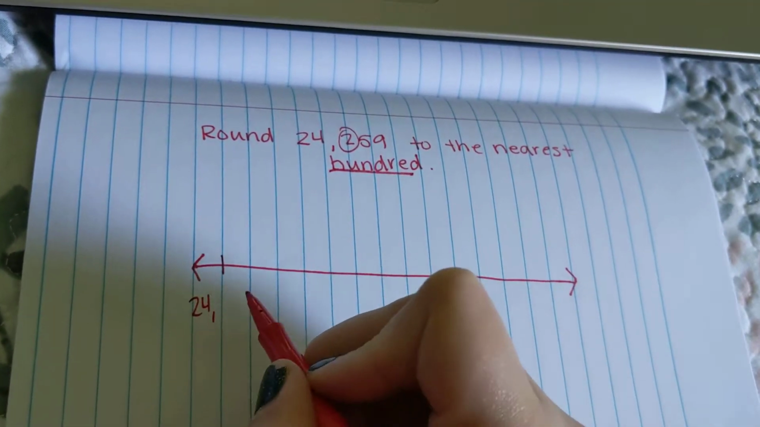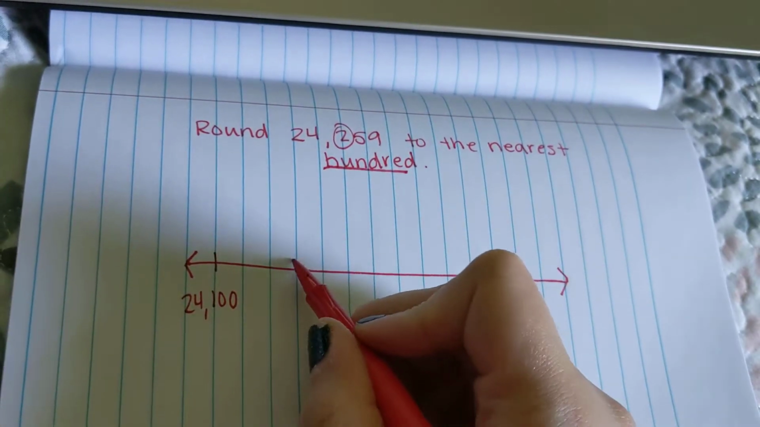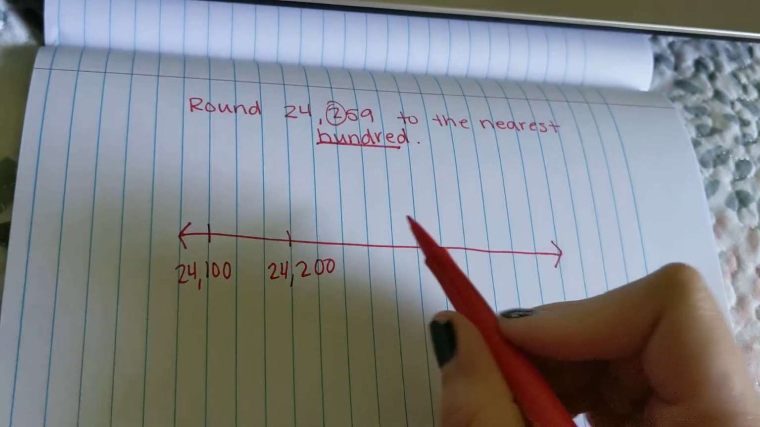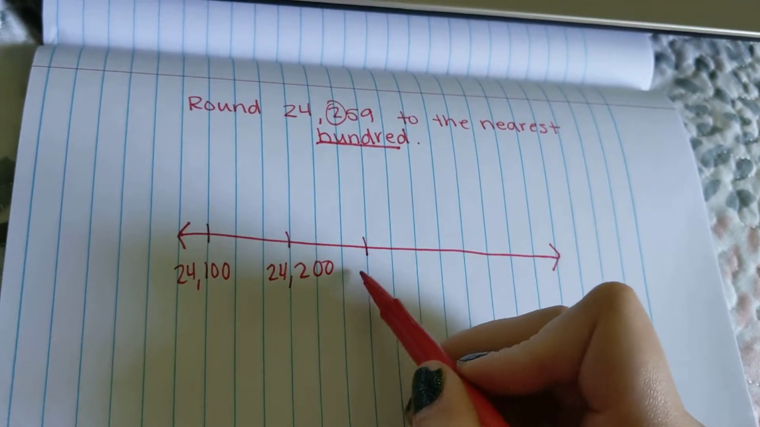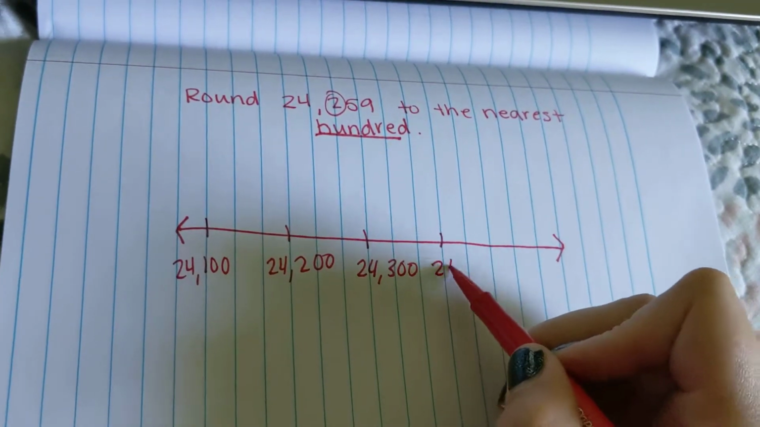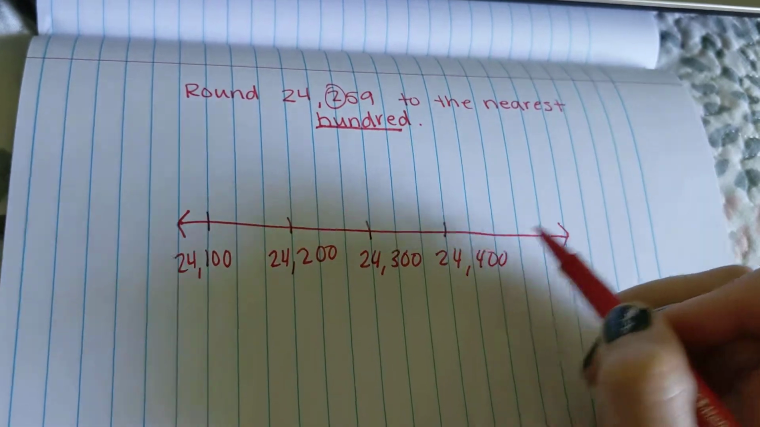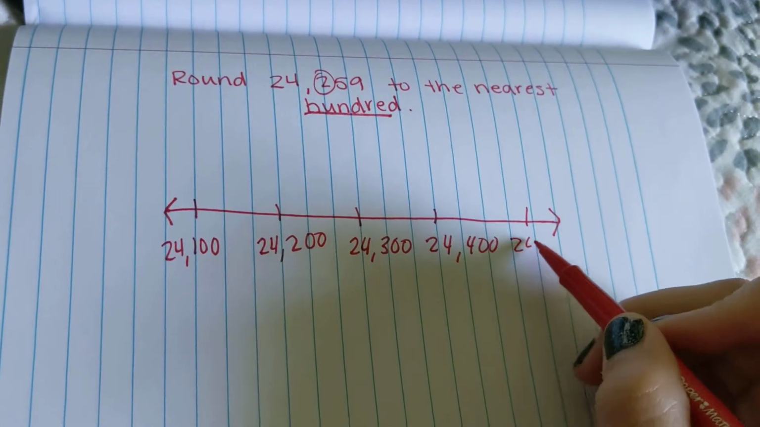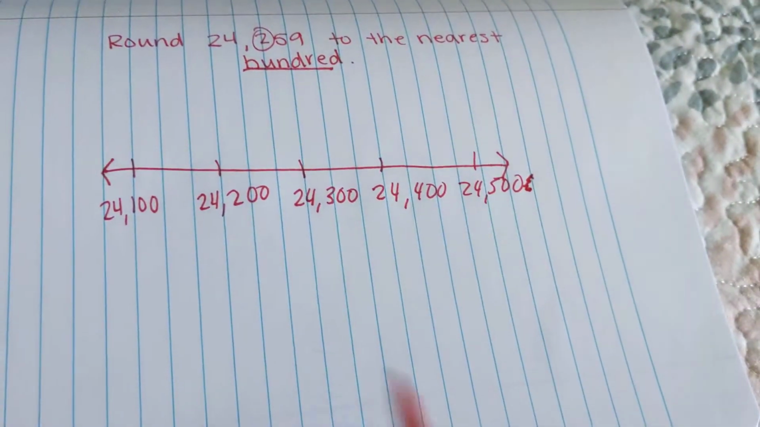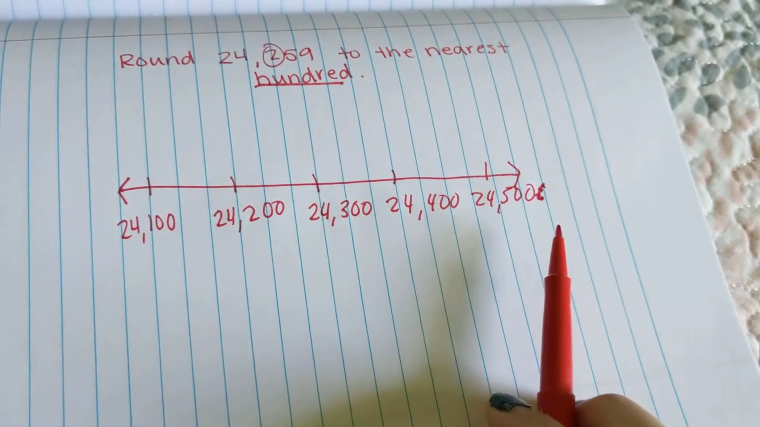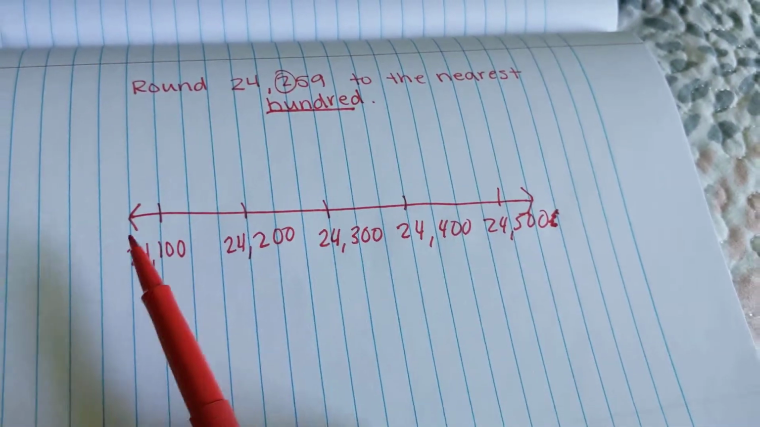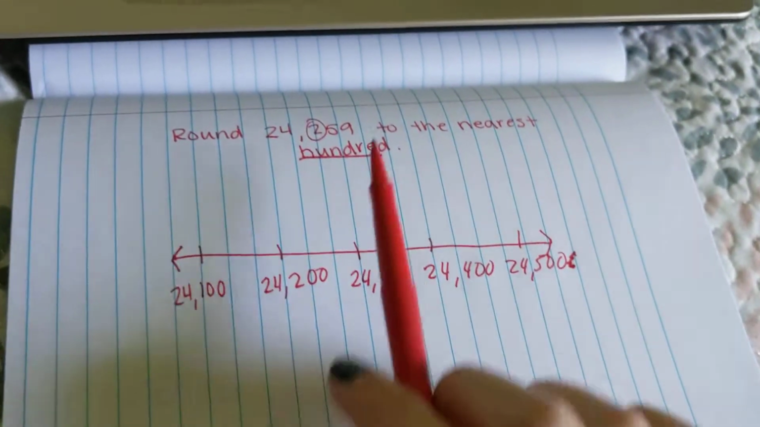24,100, 24,200, 24,300, 24,400, and we'll just go one more for kicks. Now you can see I split it up into increments of 100 because the question is asking to the nearest 100. Had it asked thousands, I would have split it up into thousands.